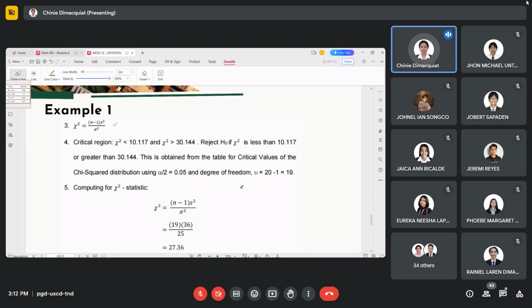So, halimbawa, ang given lang ay sample standard deviation. So, makukuha natin yung sample variance by squaring it, no? And if ang given lang ay population standard deviation, sigma, so makukuha natin yung ating variance by squaring it. So simplifying this, 19 times 36 over 25, so we'll have 27.36. So may nakuha na tayong value. And i-compare natin siya sa ating critical values. So 27.36.